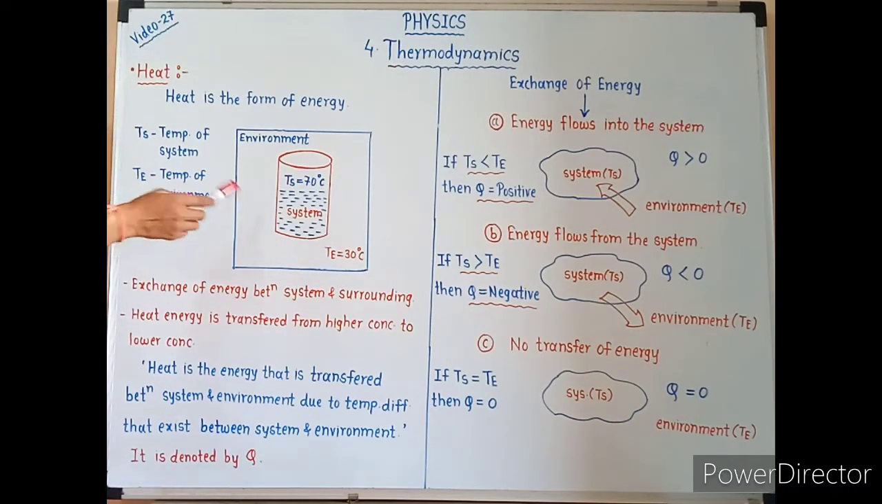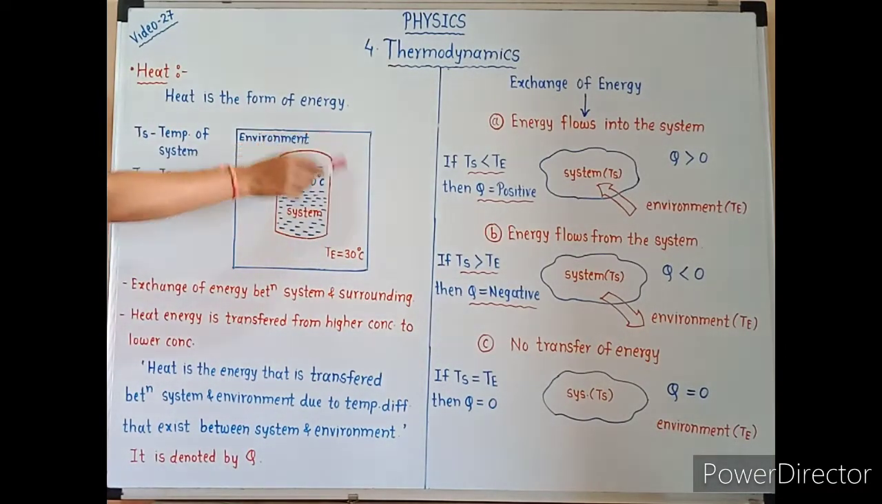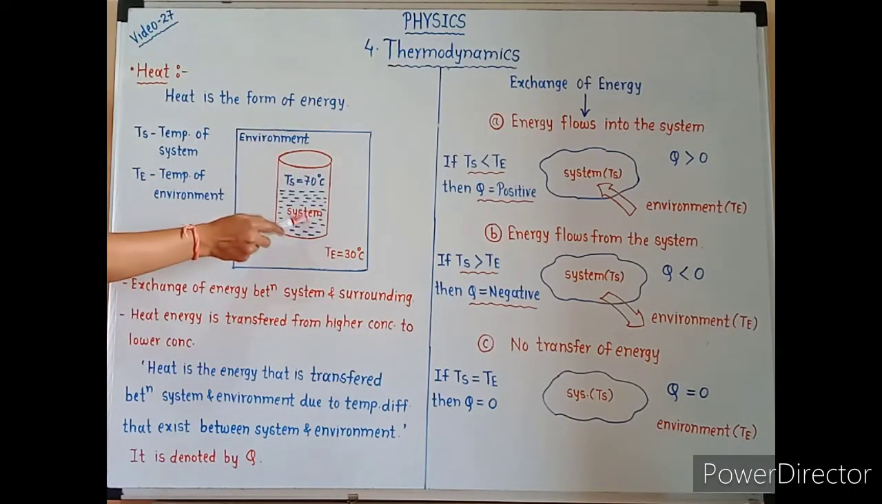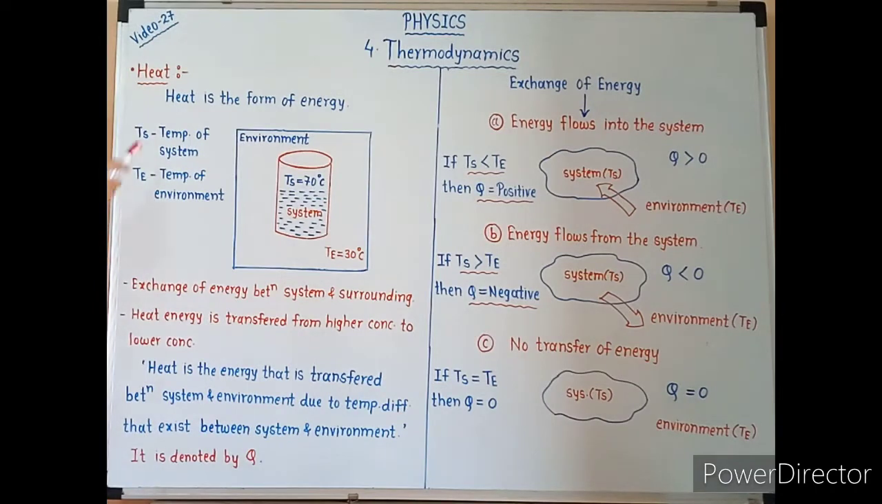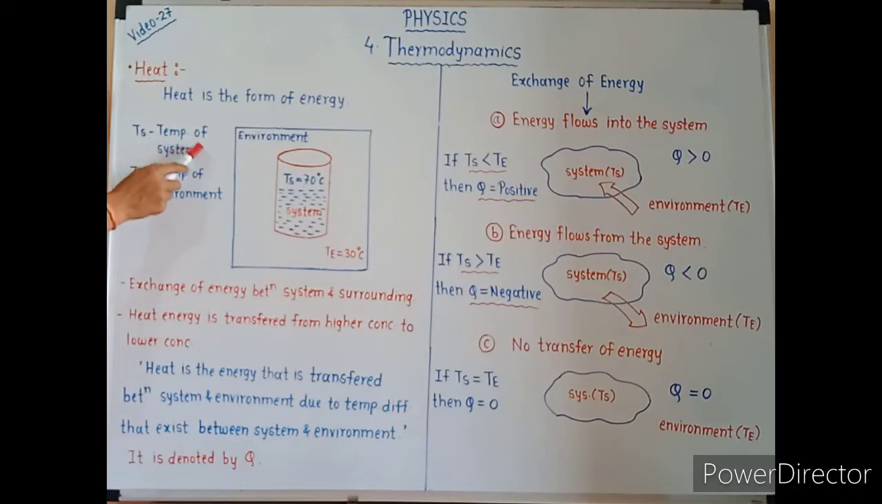Now consider this diagram. This is a glass of water. Here water is the system. This glass is the system's boundary, and the atmosphere around this system is the environment or the surrounding. Ts is the temperature of the system and Te is the temperature of the environment.